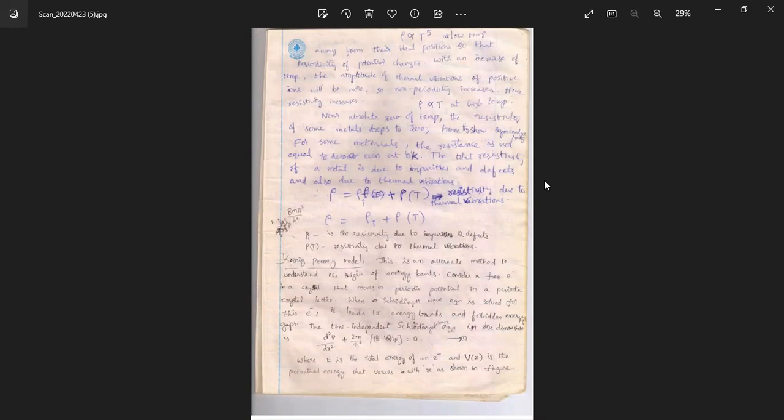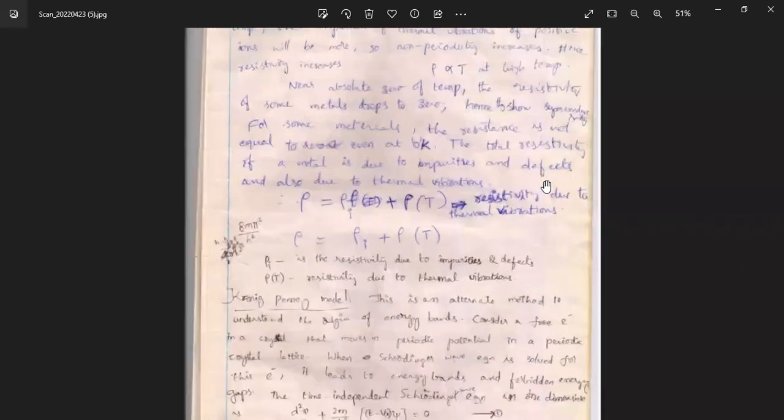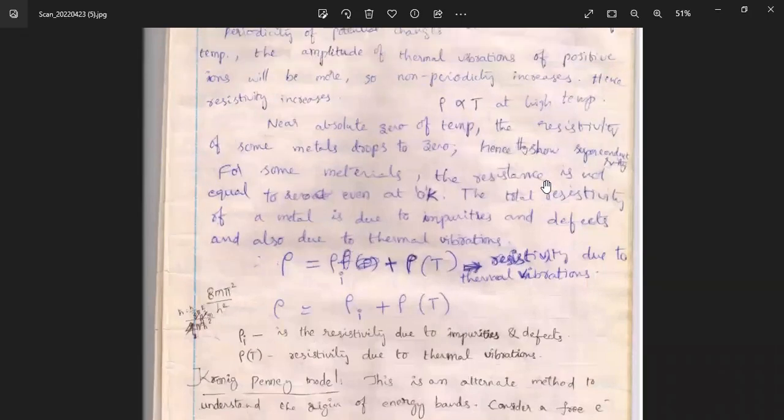If temperature is raised, because of thermal vibrations, the positive ions move away from their ideal positions, so the periodicity of the potential changes. With an increase of temperature, the amplitude of thermal vibrations of positive ions will be more, so non-periodicity increases, hence resistivity increases. Rho is proportional to T at high temperature. Rho is proportional to T power 5 at low temperatures.